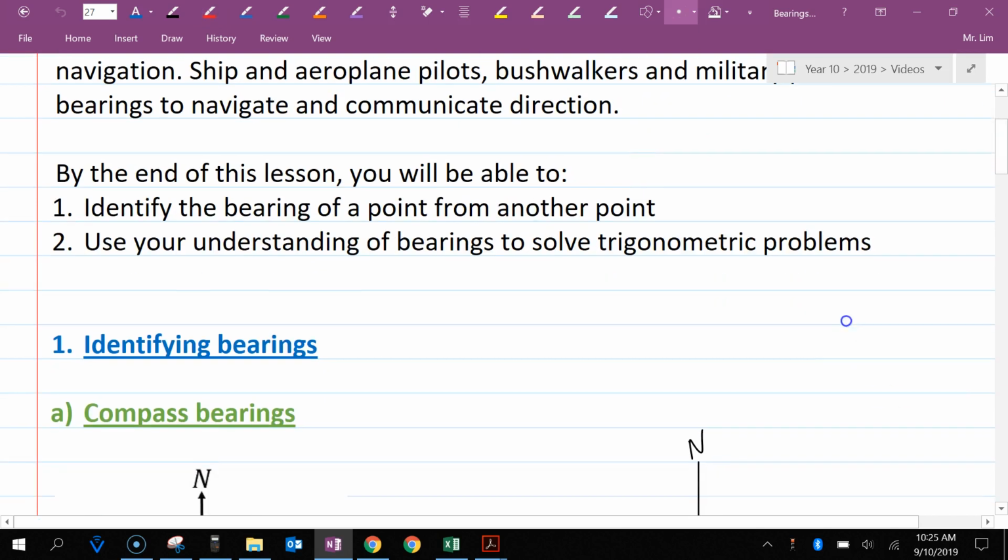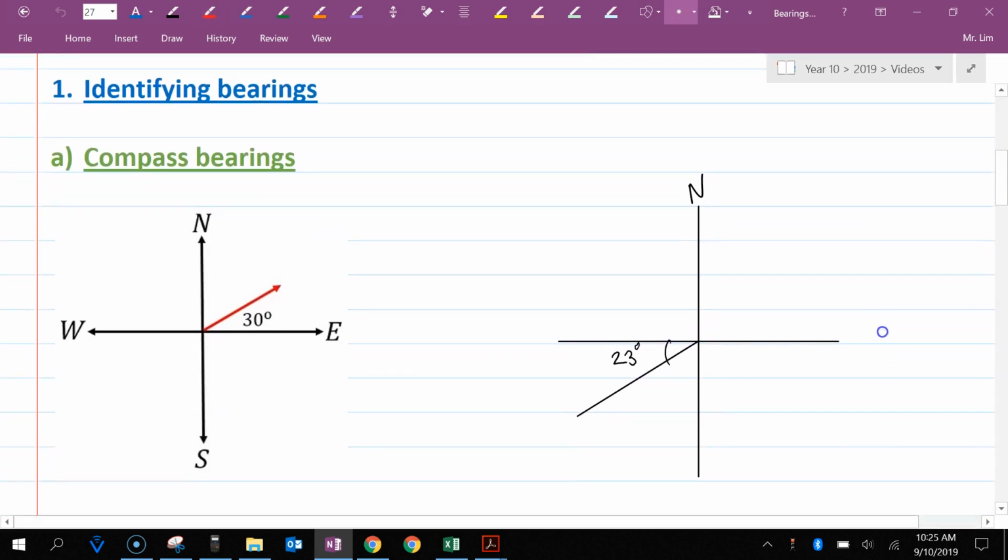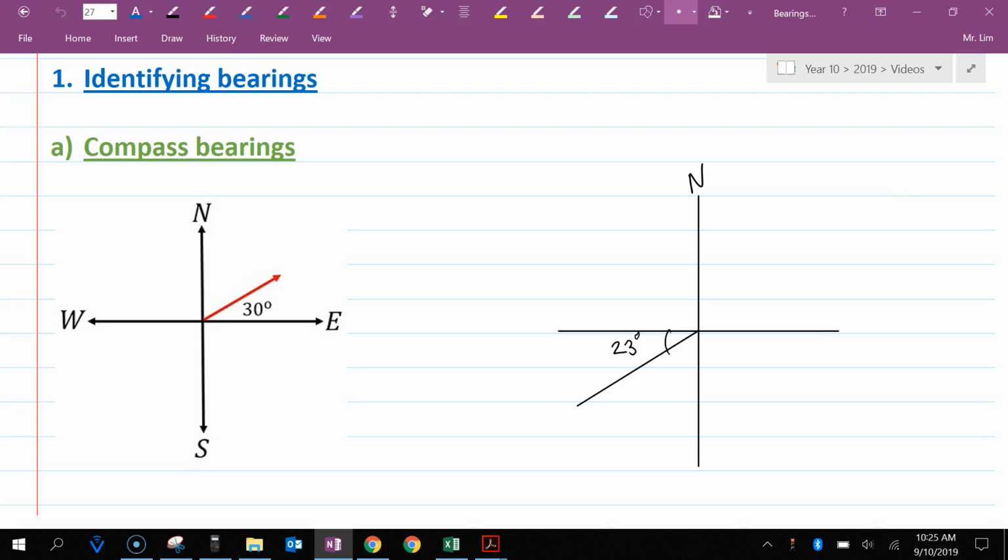So let's have a look at the first part of this video, identifying bearings. There's two different types of bearings. The first one that we're looking at will be compass bearings. Most of our test questions won't be on this one. They'll usually be on the true bearings, but it doesn't hurt to review this. Compass bearings always have to do with north, east, south, west. So we're going to be having north some angle east or west, or south some angle east or west.